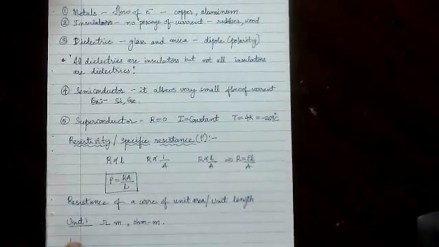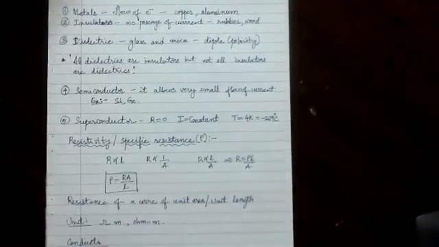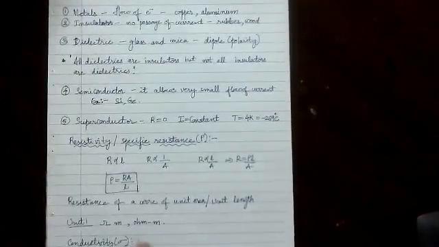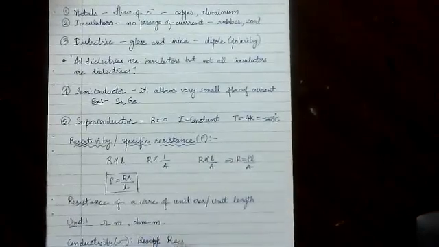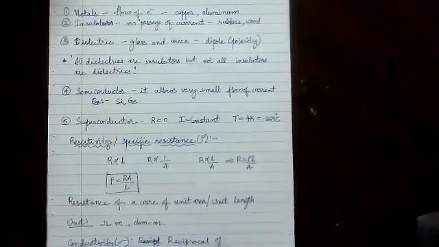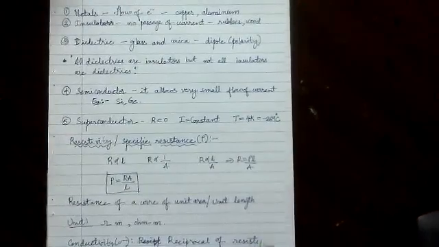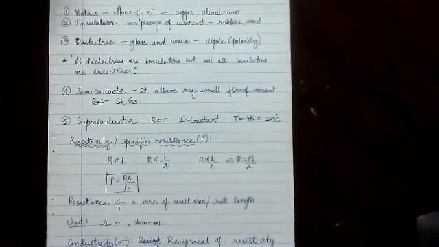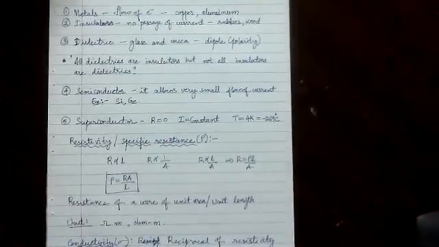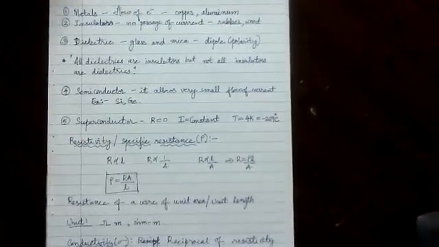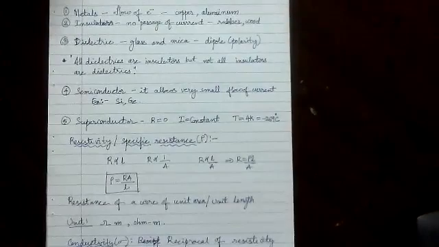Next is conductivity. What is conductivity? The reciprocal of resistivity, sigma, is said to be conductivity. So we write sigma equal to 1 by rho. What is the unit of conductivity? The unit is Siemens per meter, or mho per meter.